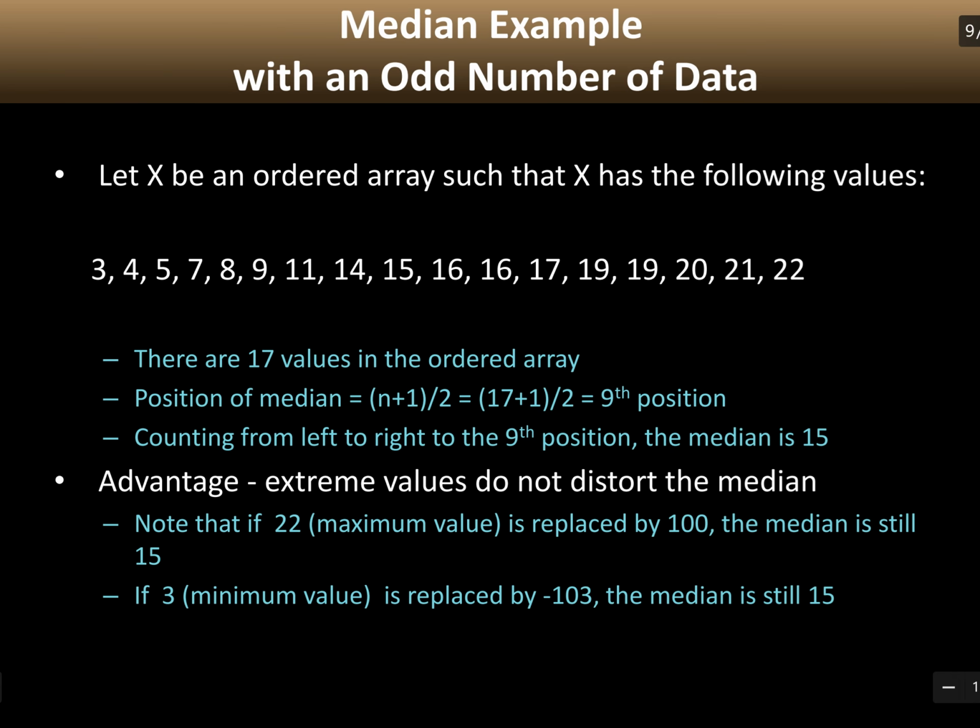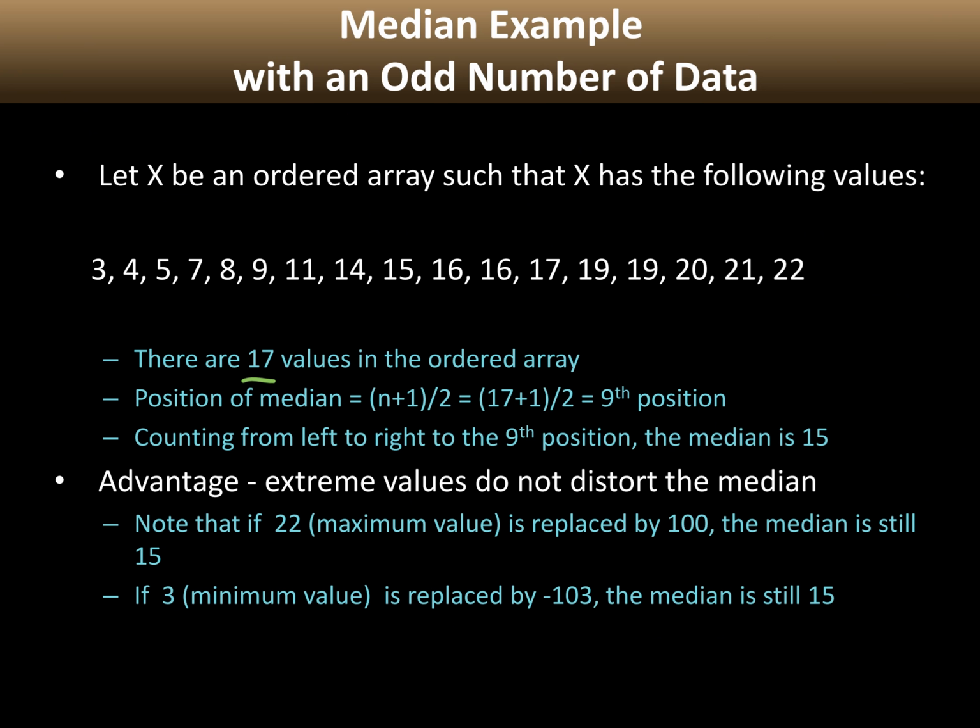All right, so let's try an example with a larger data set. So we have an ordered array. I've already put these in order from smallest to largest. Okay, so you can see that. And what you want to do is count how many are in the ordered array. So we have 17, so an odd number.